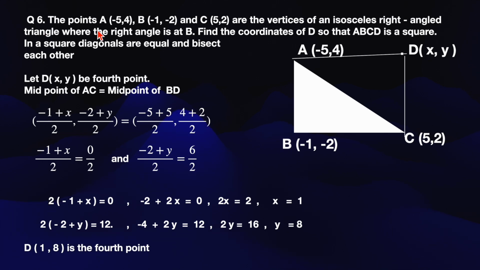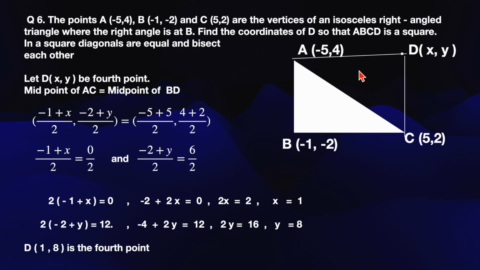Question 6. The points A, B, C are the vertices of an isosceles right angle triangle where the right angle is at B. Okay, so this triangle is an isosceles triangle. That means two sides are equal. AB is equal to BC. And this angle is a right angle. Find the coordinates of D so that ABCD is a square. So we want to find a point D such that this is a square.